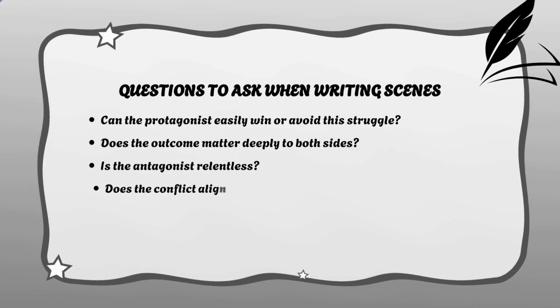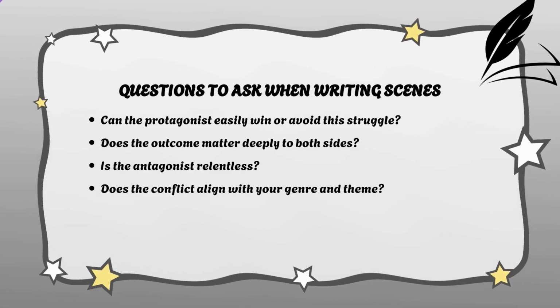And then number four, does the conflict align with your genre and theme? You need the antagonist to be pulled from the genre conventions of the book that you are writing. If it's not, your story is going to feel disjointed and your reader's going to get confused. So these are all the elements of antagonism you need to be hitting. And if you're doing that, you're definitely on the right track.